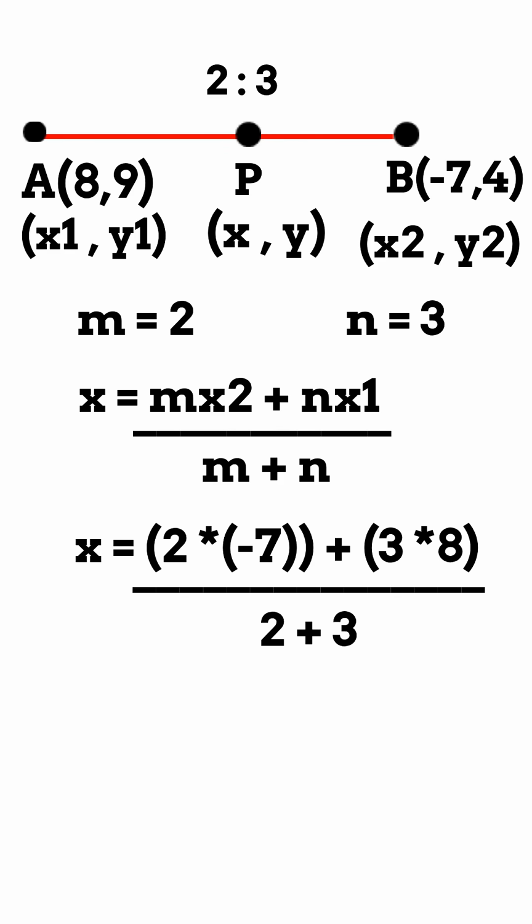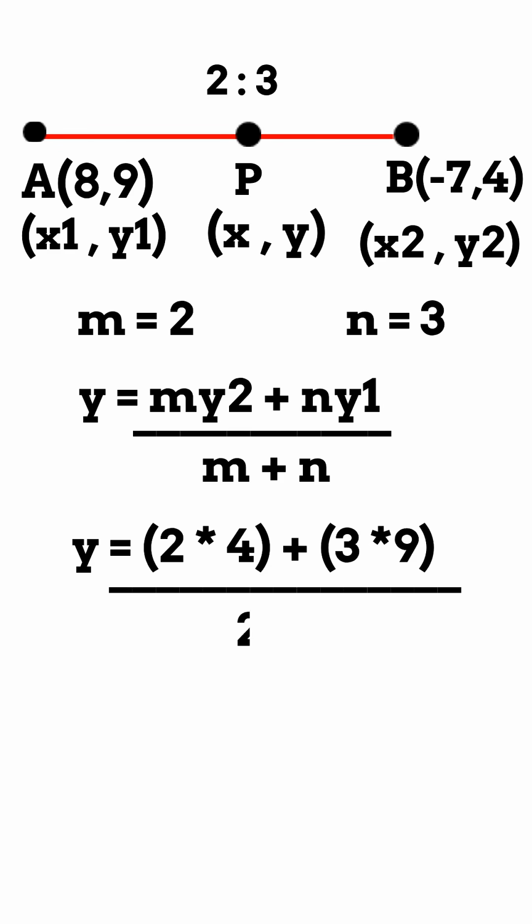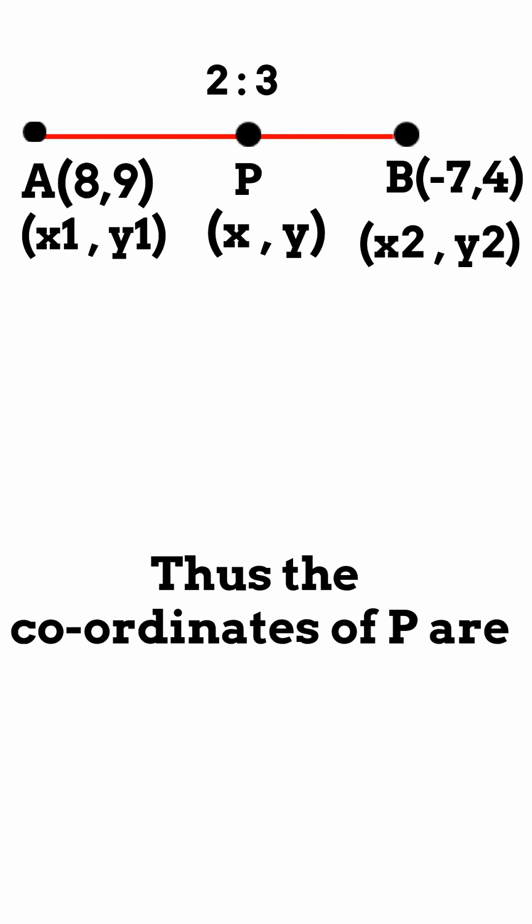Substituting and solving for x, we get x equals 2. Substituting and solving for y, we get y equals 7. Thus, the coordinates of point P are (2, 7).